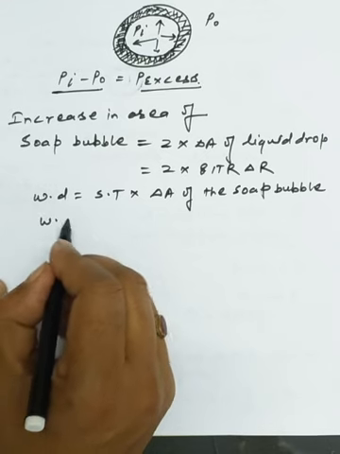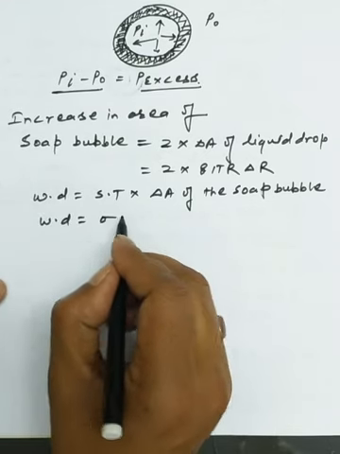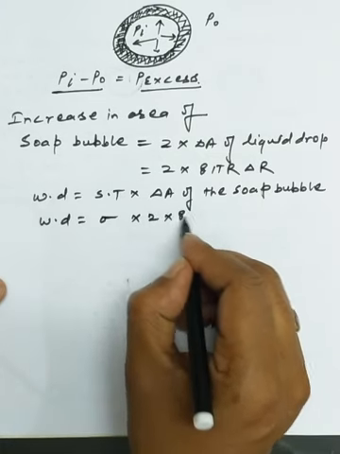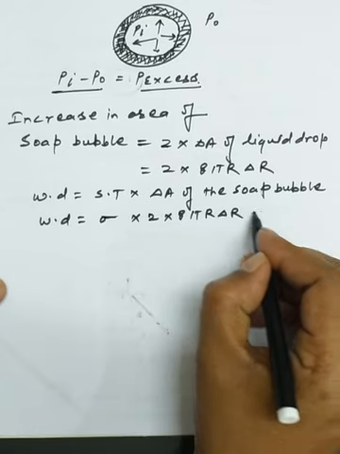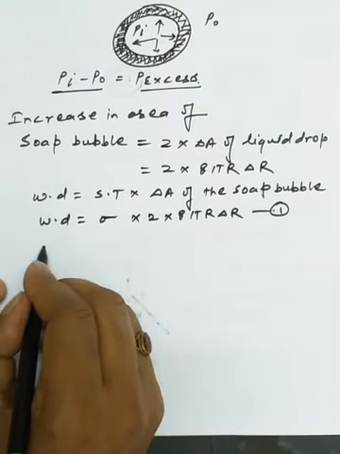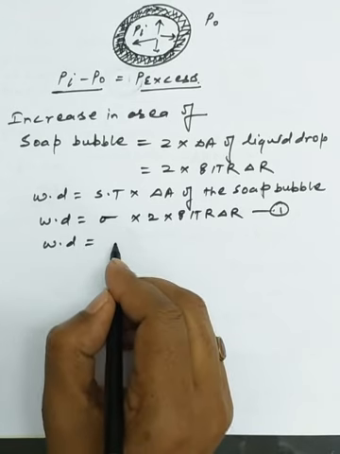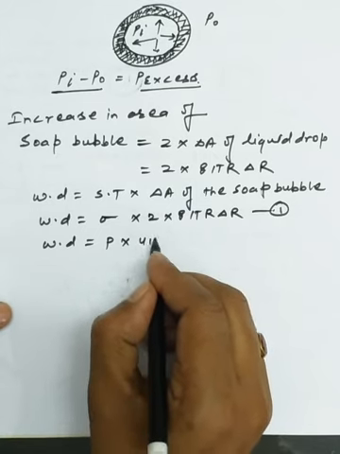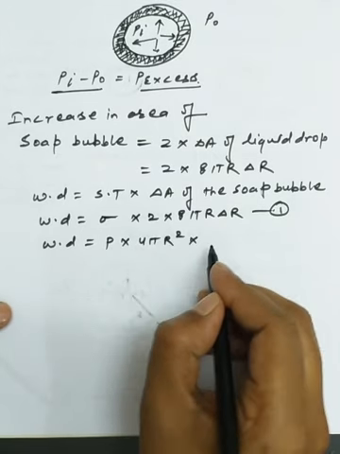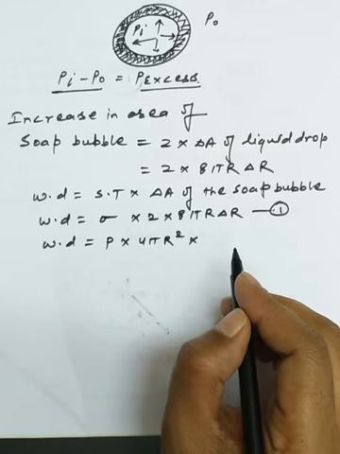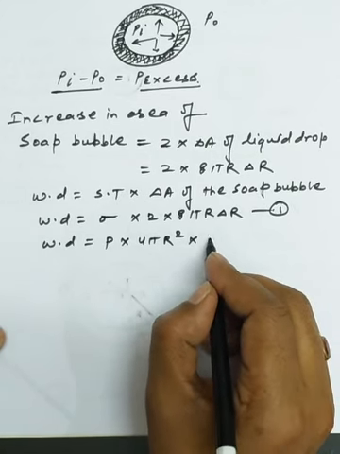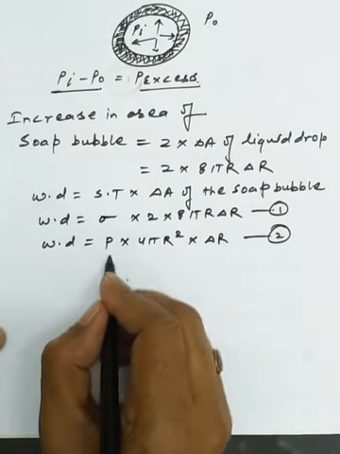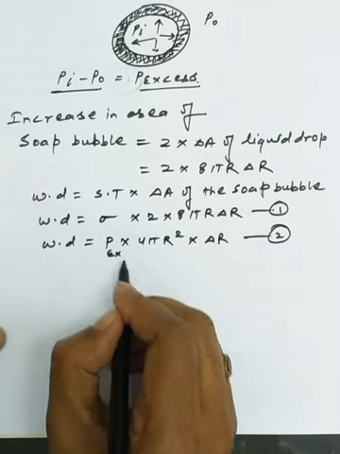So we can say that work done is equal to surface tension, that is sigma, into 2 into 8 pi r delta r. So this is one of the general equations we have. Already we have discussed the work done as P into area, that is 4 pi r square, and the change, that means displacement, that is delta r. So this is equation number 2 which I have made, because this is the excess pressure we have.